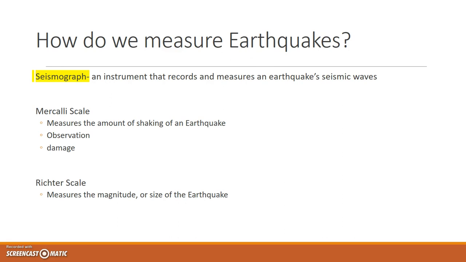We measure earthquakes by using a seismograph. And the seismograph is an instrument that records and measures an earthquake's seismic waves. And there are two scales that I want you to know. The first one is the Mercalli scale, and that measures the amount of shaking of an earthquake. That's done basically through observation, by observing the damage the earthquake caused. So did buildings fall down? Did rails bend? Is there nothing left? The second type is the Richter scale, and that measures the magnitude or the size of the earthquake. So magnitude is how big was the earthquake.